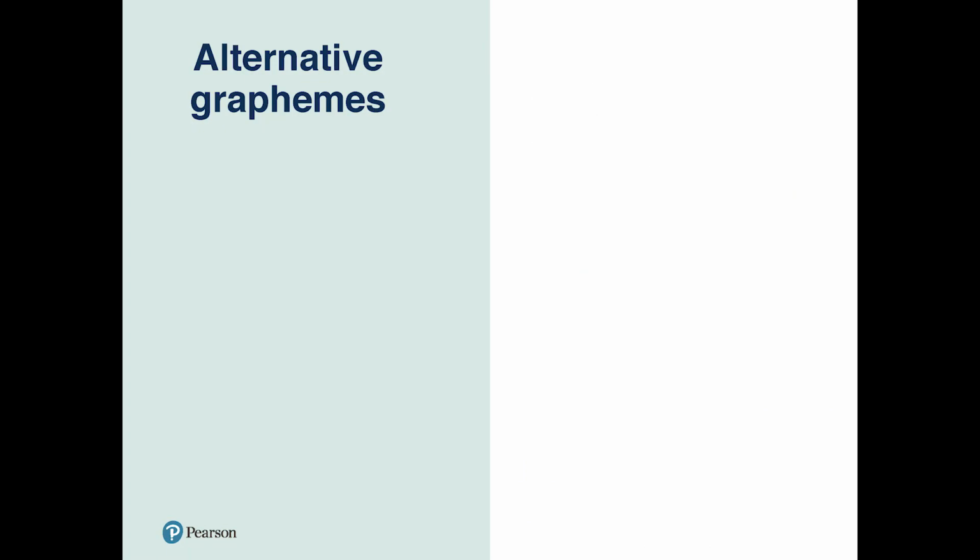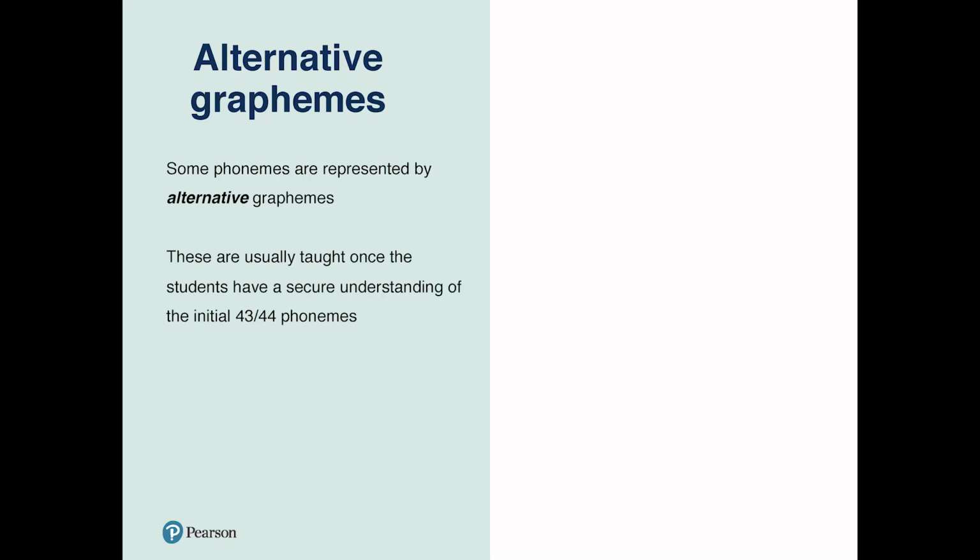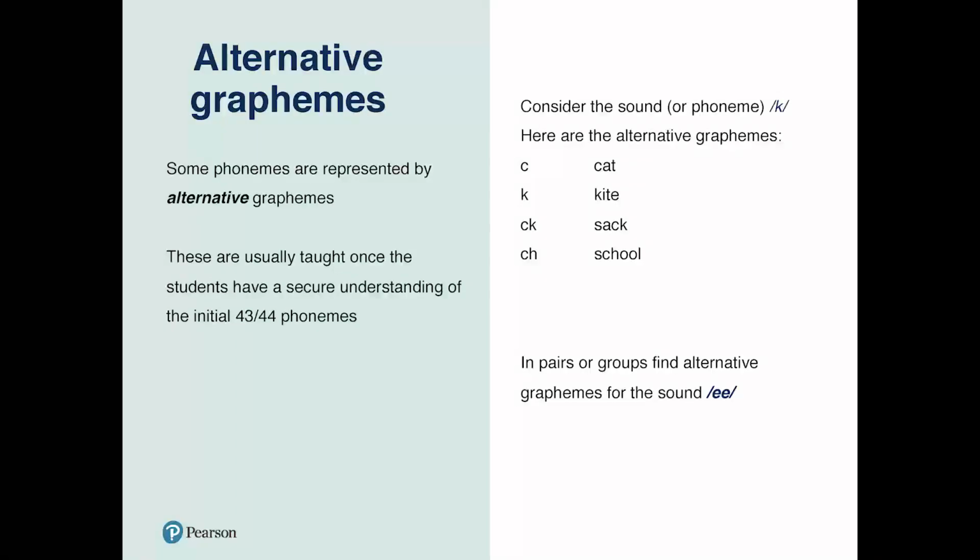Okay, let's move on now to think about alternative graphemes, because as you already know, some phonemes, some sounds are represented by alternative graphemes. And these are usually taught once the students are really secure and really confident in those initial 43 or 44 phonemes. If you consider the sound or the phoneme, there are lots of ways to spell that sound, aren't there?